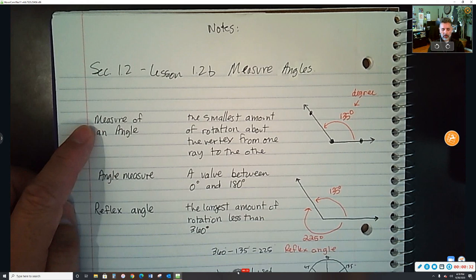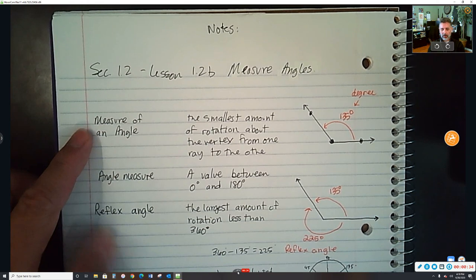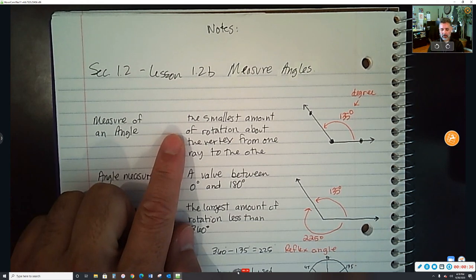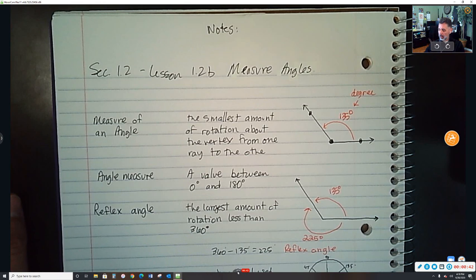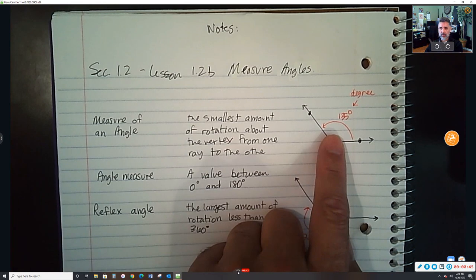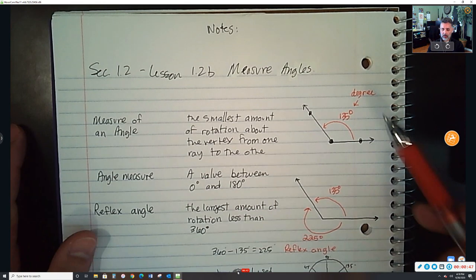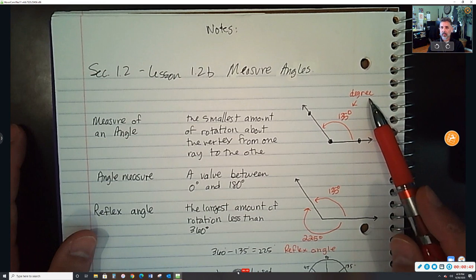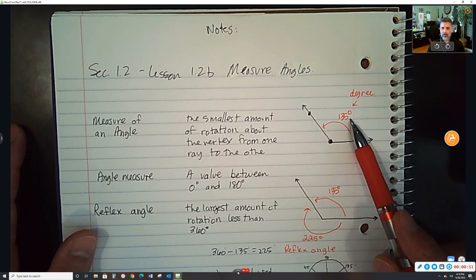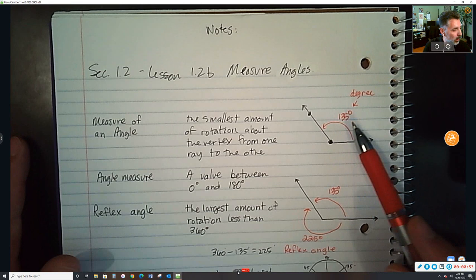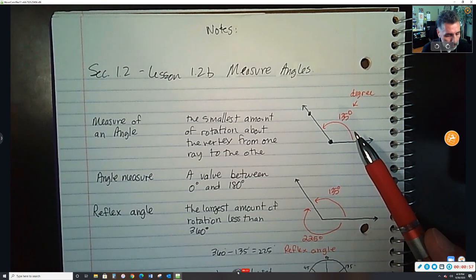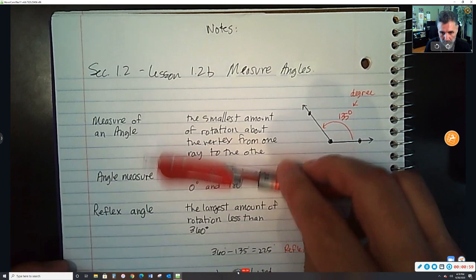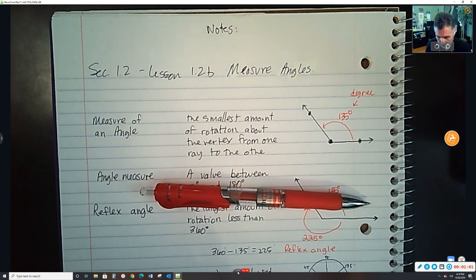Whenever we measure an angle, it's always the smallest amount of rotation about the vertex from one ray to the other. Here we have the angle measure, and angle measures are measured in degrees. So this is 135 degrees. Imagine, I don't have something smaller so I could show you, but watch, it looks like this.